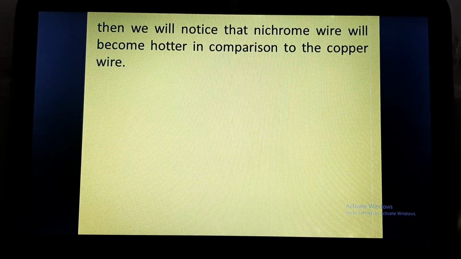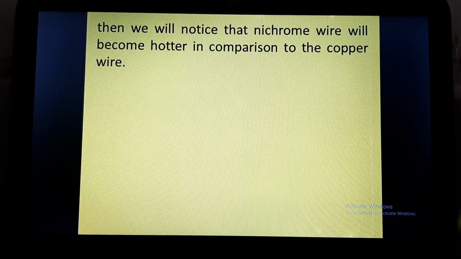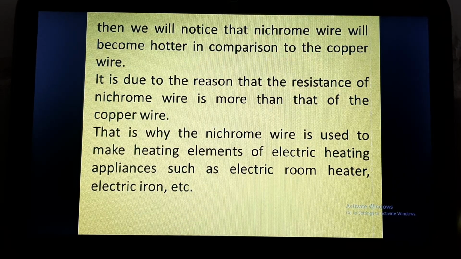We will observe that nichrome wire will become hotter in comparison to the copper wire. Why is it so? Because nichrome wire has a good resistance or a better resistance than copper wire. So therefore nichrome wire is used in electronic devices or heating devices rather than using copper.